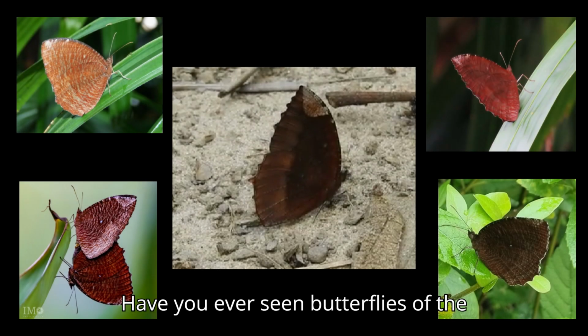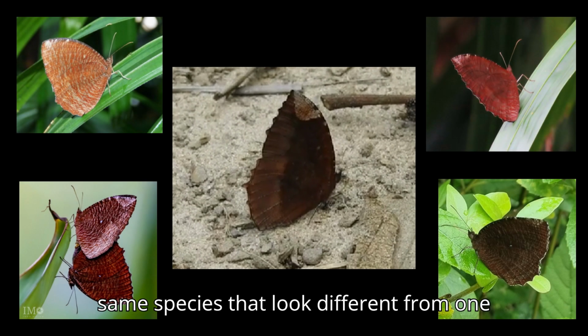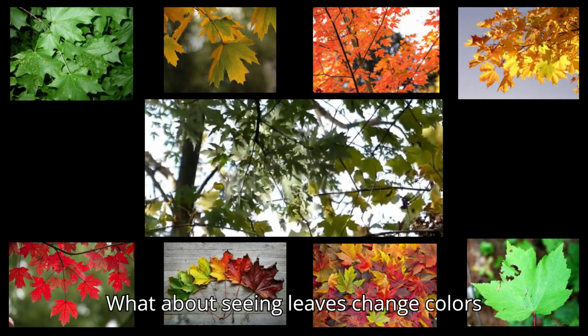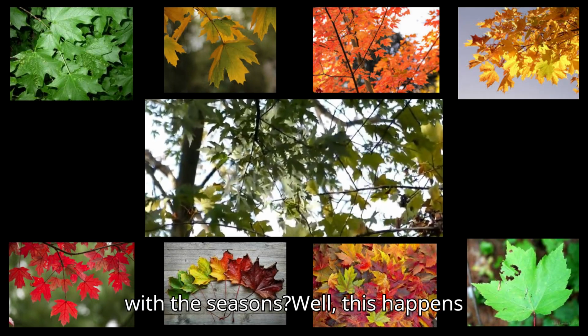Have you ever seen butterflies of the same species that look different from one another? What about seeing leaves change colors with the seasons? Well, this happens because of polyphenism and phenotypic plasticity. Polyphenism.